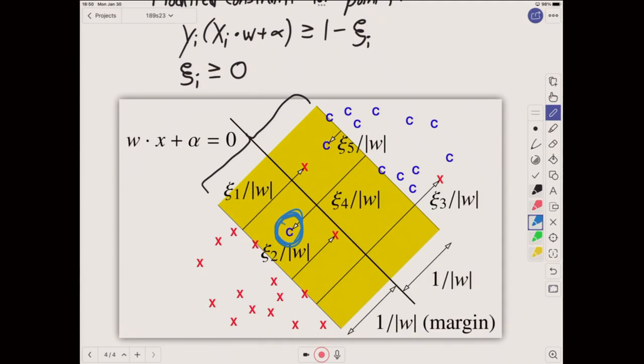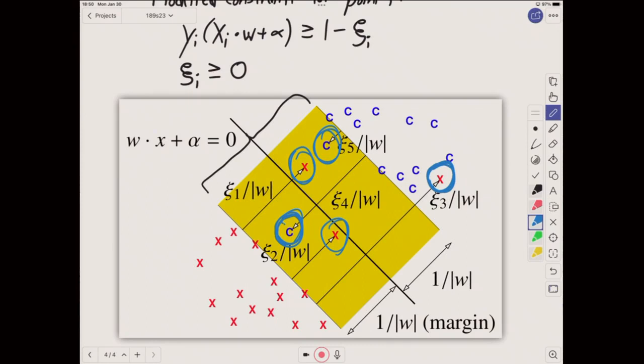If you have a point that's inside that gold-colored region, that is violating the margin. But there's another way you can violate the margin, too. If you look at this red X here, it's not inside the slab, but it's completely on the wrong side of the decision boundary. That X is where the C's are supposed to be. So those are two examples of points that violate the slab, as do this one, and this one. So those are the 5 points that violate the margin. Those are the 5 points for which xi will be strictly greater than 0. And how much greater they are than 0 tells you how far they violate the slab.